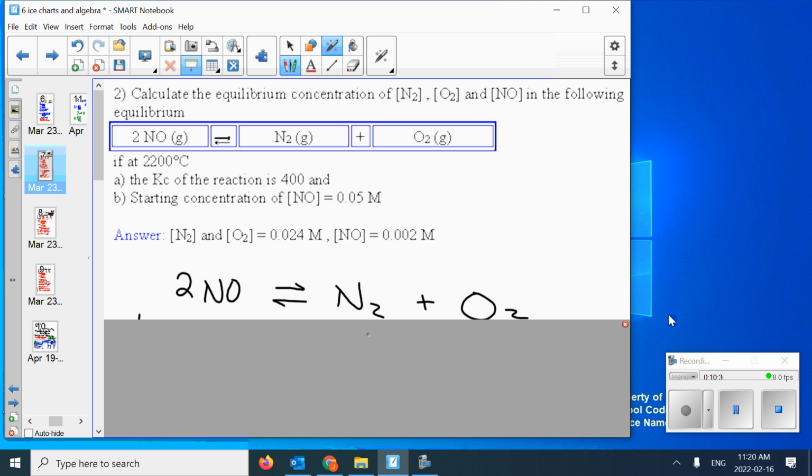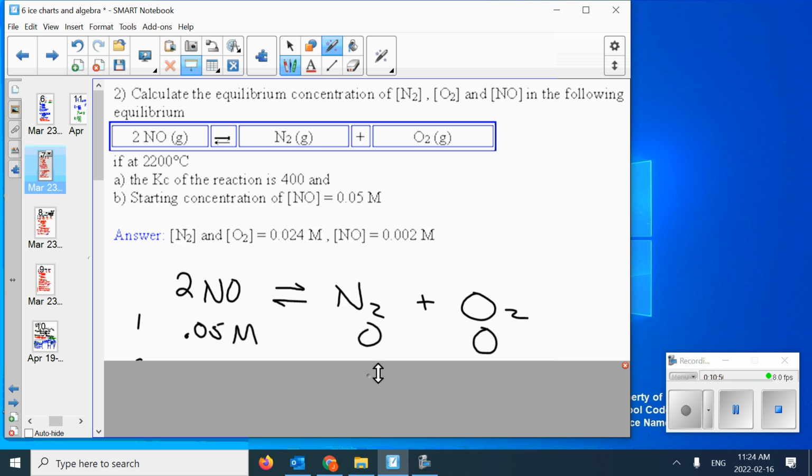Okay. I'm going to pause this online, folks. Try this and we'll come up with an answer. Okay, just pointing out something. It gives you the starting concentration. I'm talking to the computer, guys. The concentration of NO is 0.5. The other ones you can assume then are zeros for the ICE chart. I'll pause again and keep you guys working.